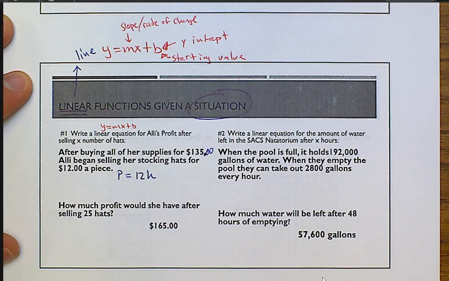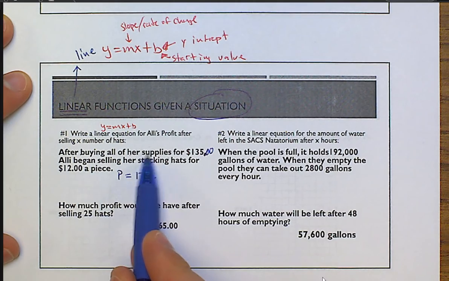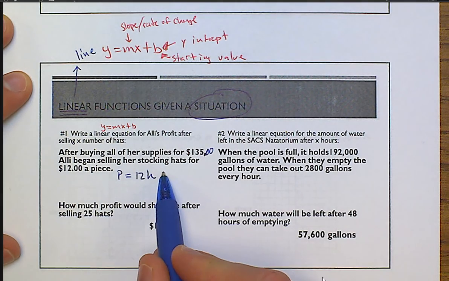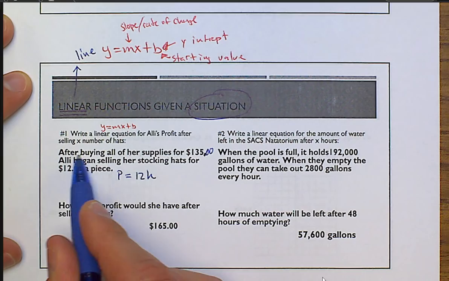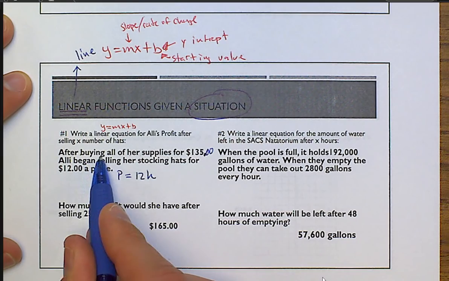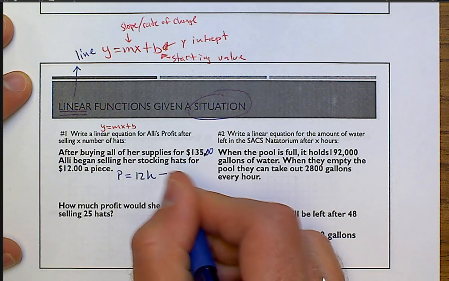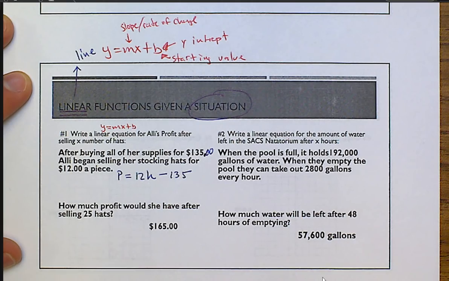Now, after buying all of her supplies, a lot of you are going to want to put plus 135. That would mean you started with $135 in your pocket, but you didn't. Allie went out and paid and bought, so she's down $135, okay? She has spent that much of her own money to buy all the supplies, and now she's going to be starting to recoup that money when she's selling her hats for $12 a hat. So there is our linear function.